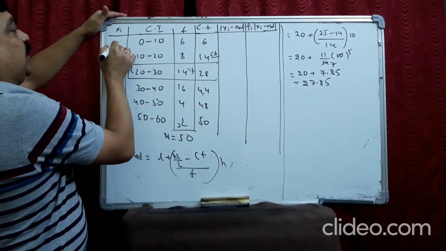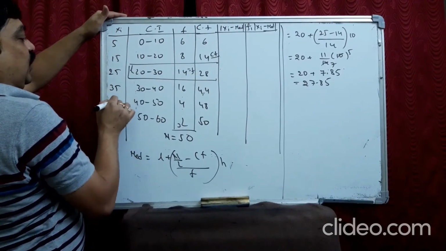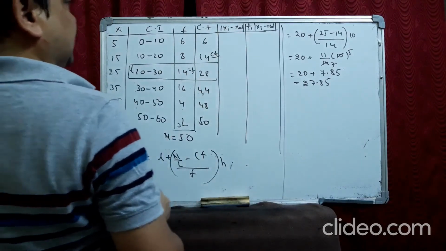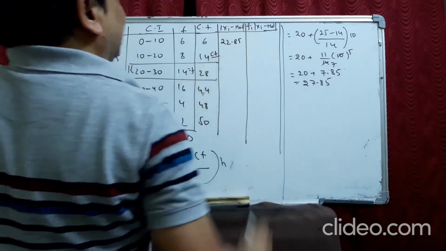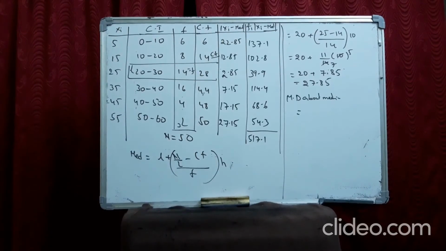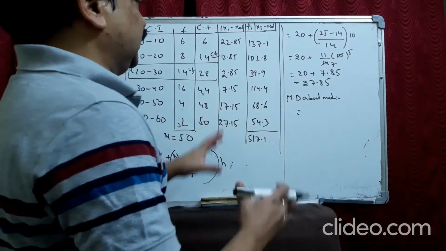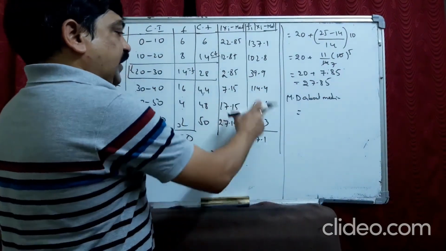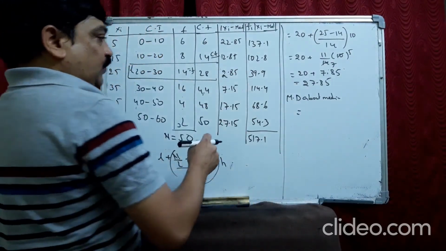When you take xi, it becomes 5, 15, 25, 35, 45, 55. Now xi minus median: 5 minus 27.85 becomes 22.85. Like that we do all. Now look here, I have already calculated these and kept them here, because it wastes a lot of time, since I have to multiply. So I did all this, okay. But you have to do it carefully.